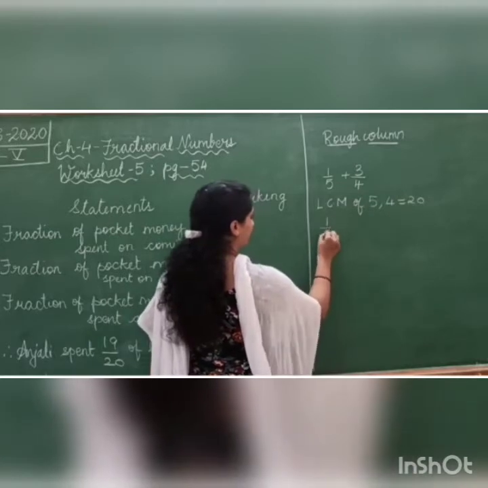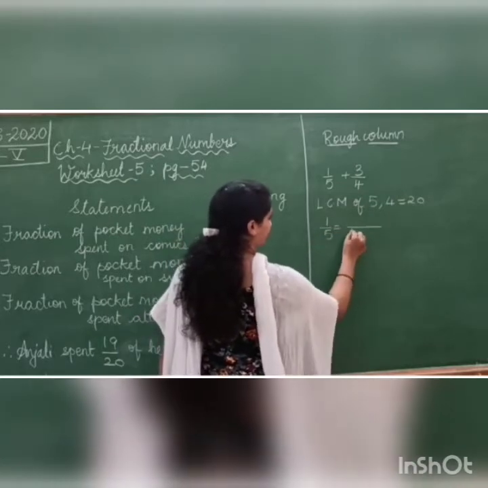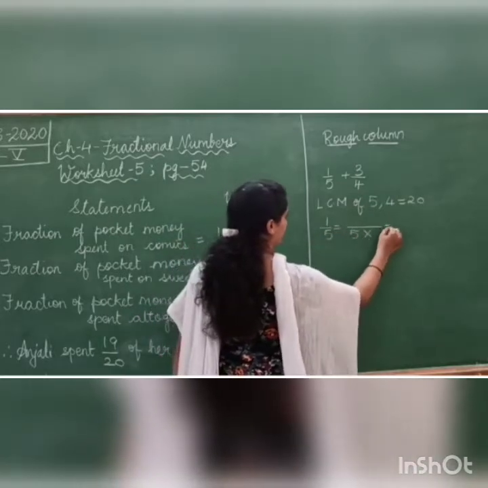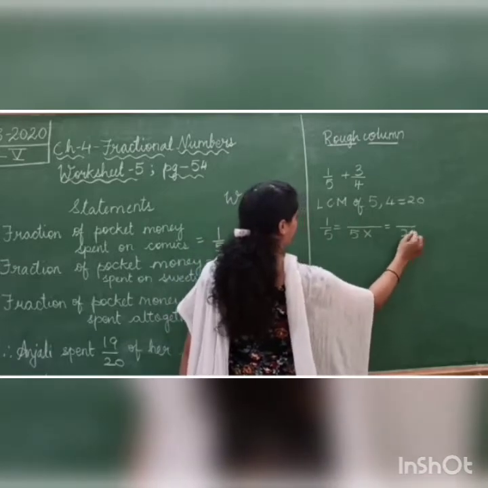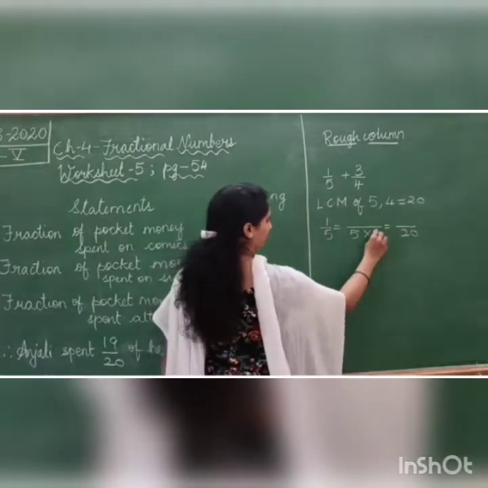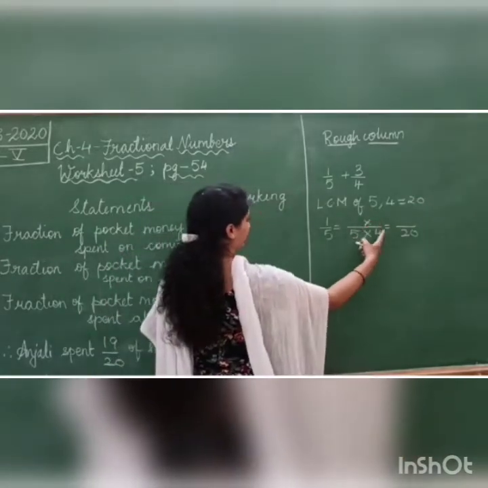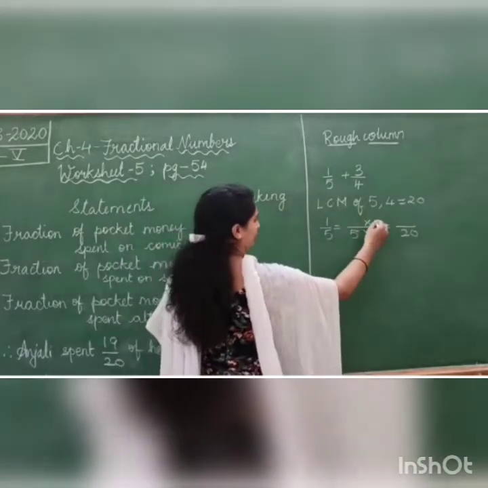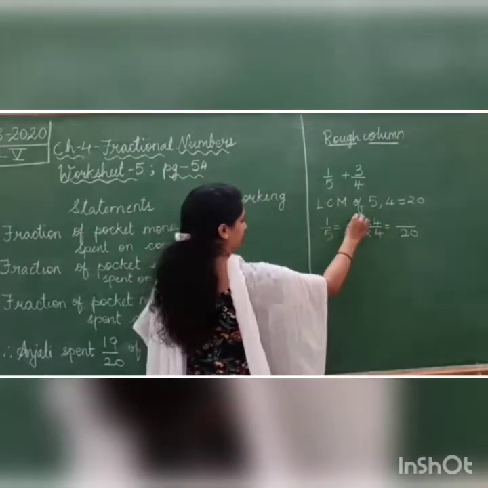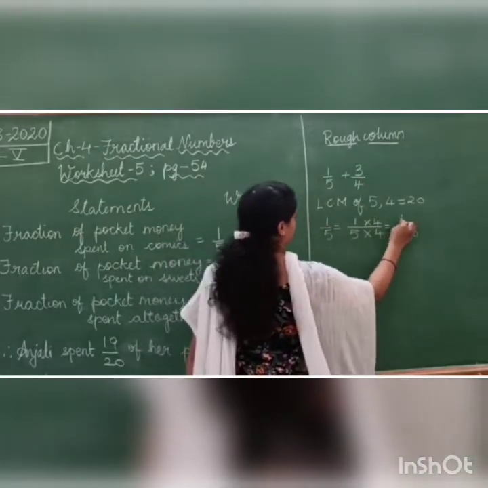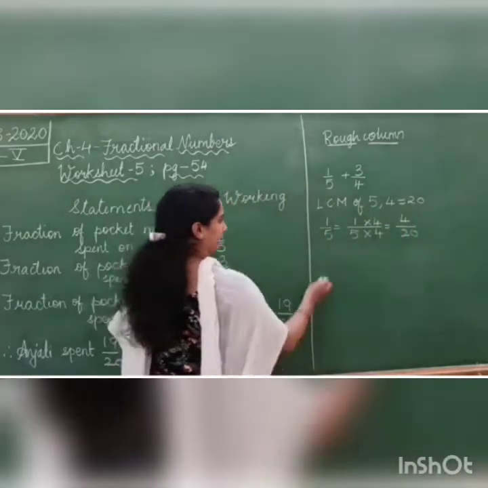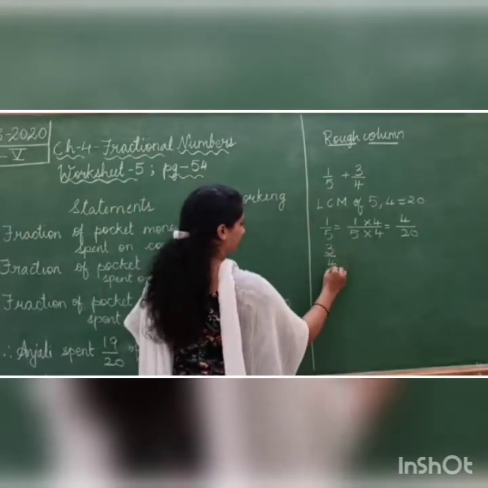So I have to multiply 5 with something so that I get 20. What should I multiply 5 with? 4. So what happens to the numerator? If you don't multiply the numerator with 4, numerator will feel bad, so you have to multiply there also. So you get 4/20.